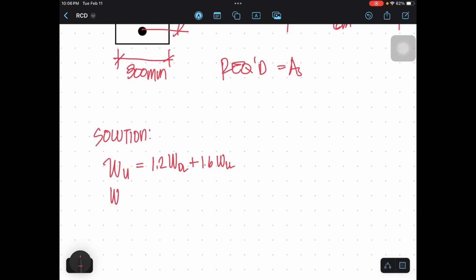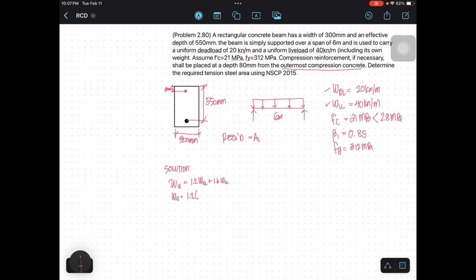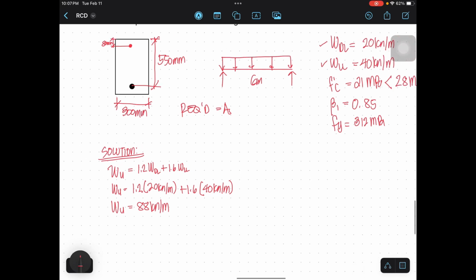Next, we have to substitute those values. We have 1.2 times the dead load of 20 kilonewton per meter plus 1.6 times the live load of 40 kilonewton per meter. Okay, we have the value of Wu of 88 kilonewtons per meter. This is what will be carried by our section.